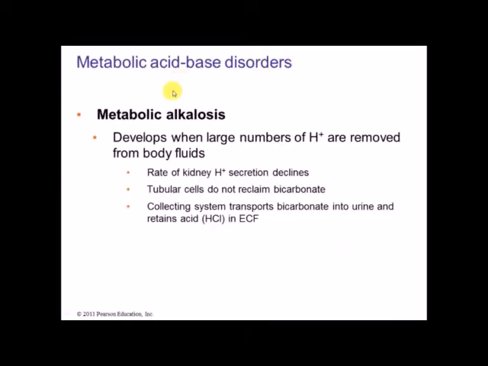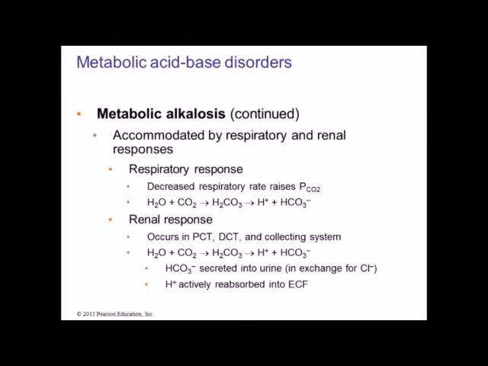Then if we look at metabolic alkalosis, when you have large numbers of the hydrogen ions removed from the body fluids, the rate of kidney hydrogen secretion declines. Tubular cells do not reclaim that bicarbonate, and because we want to hold on to the hydrogen ions, we want to get rid of the bicarbonate because we want to decrease our pH, not increase it. And then we know that the collecting systems are going to transport that bicarbonate into the urine and retain the hydrochloric acid in your extracellular fluid, trying to make your body more acidic.